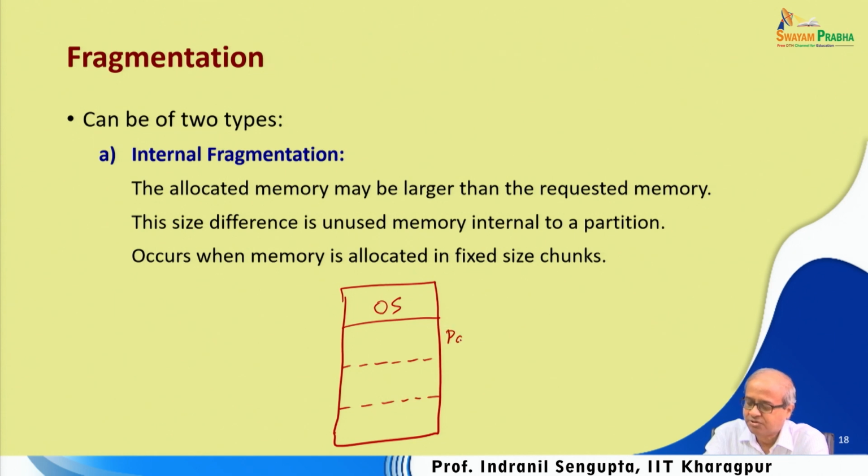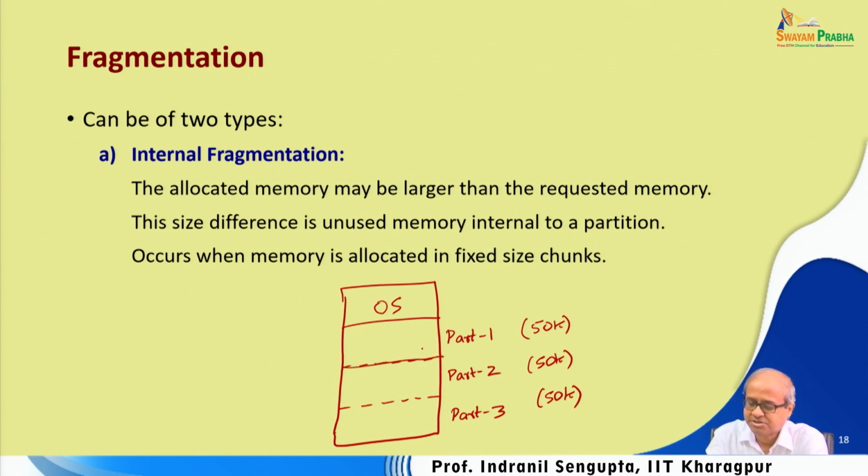This is partition 1, partition 2, partition 3. Let us say initially all the partitions are of size, let us say, 50K, 50K, 50K, 50K. The idea is that whenever you are allocating space to a process, it must be allocated within one partition.